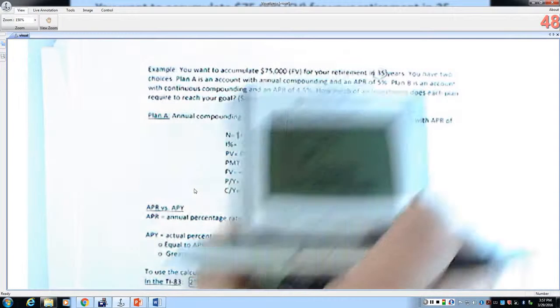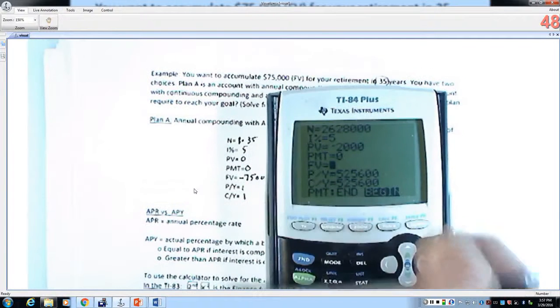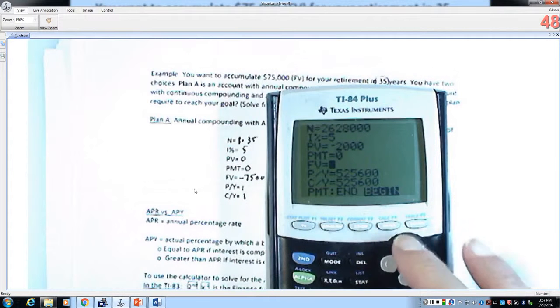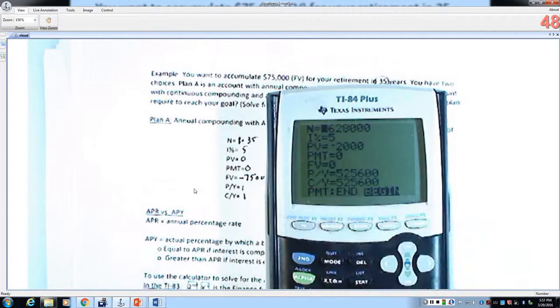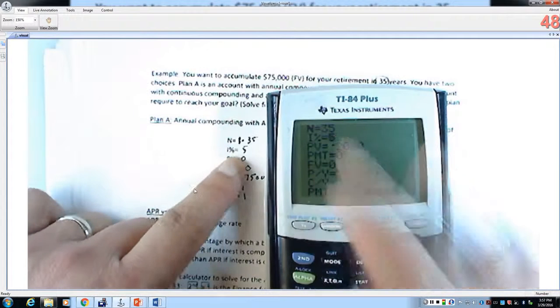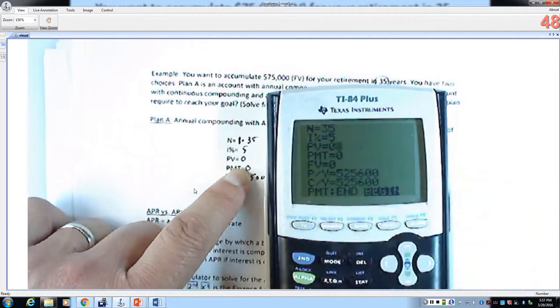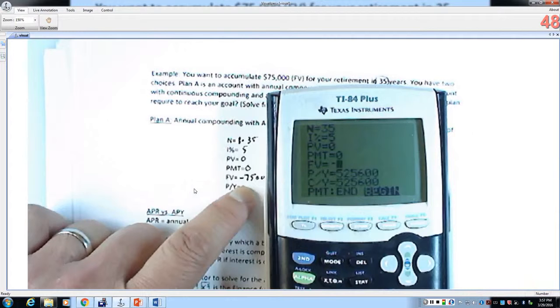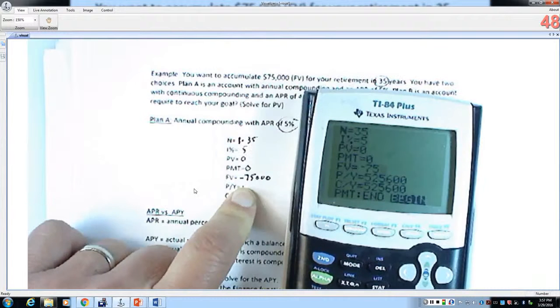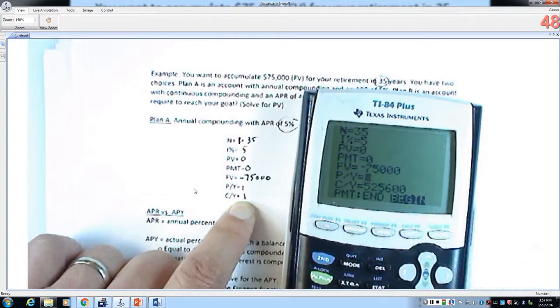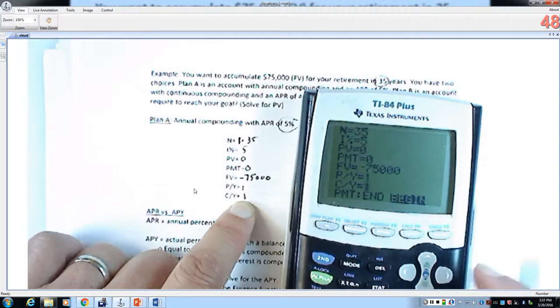So I'm going to put those into the calculator, okay? Number one here is going to be 1 times 35. Then for my interest rate, it's going to be 5. My present value is going to be 0. My payments are 0. My future value, that's negative 75,000. That's what I want to have in the future. Now my compounding is yearly, so now we have that.